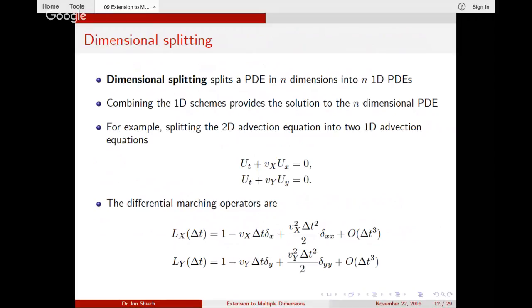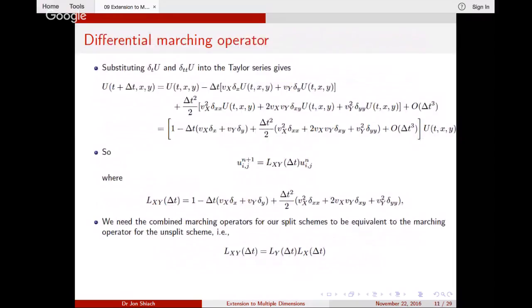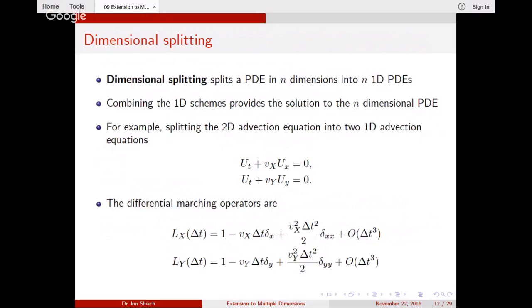No point doing all that work again, we'll just get that. So it's easy to see that. If we combine these two, we should get that combined one, or the unsplit marching operator. These are the split ones.